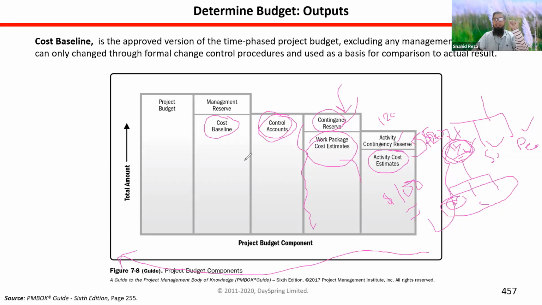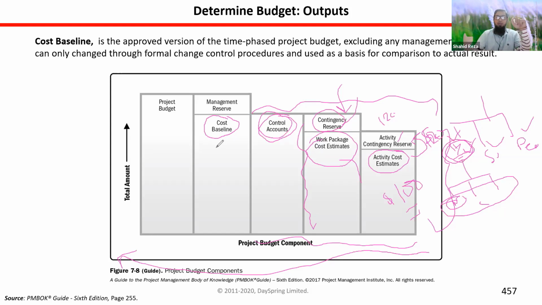All right. So far we have not talked about anything related to management reserve. We are always talking about contingency reserve. So everything is contingency reserve: the unseen situation, the risky or unplanned situation that can happen. So we have got the cost baseline.